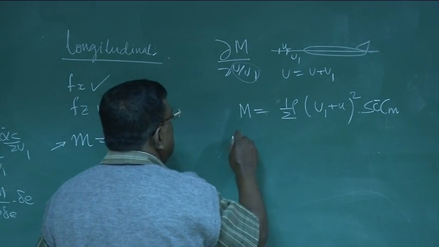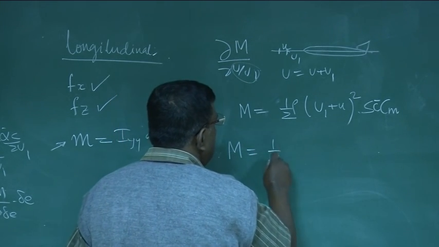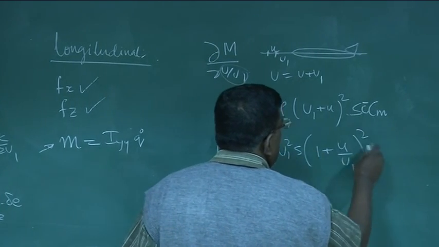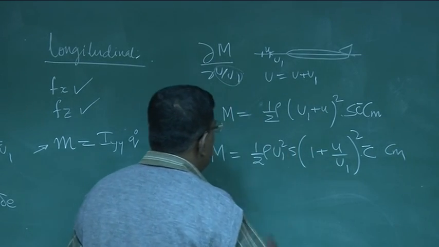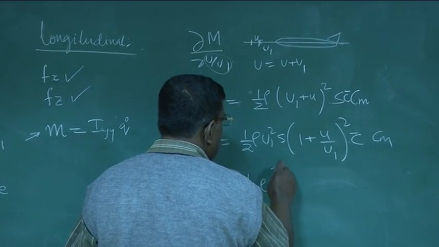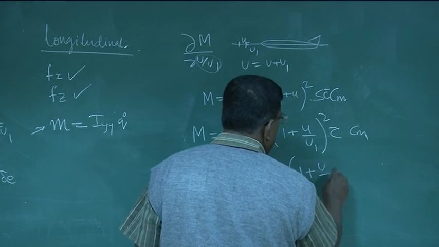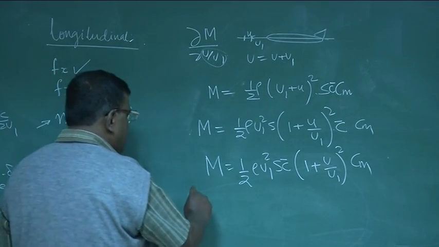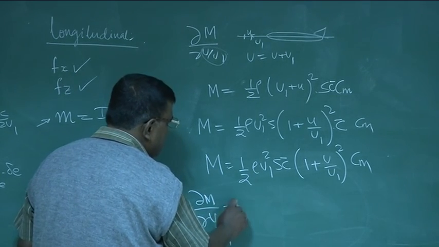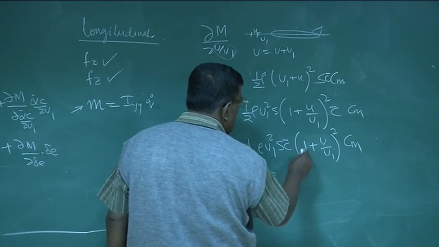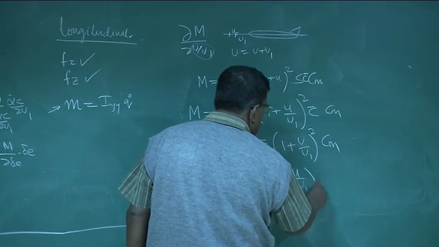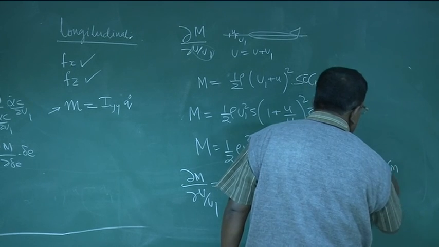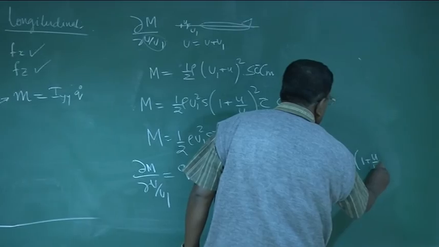So now we want to find out dM by d(u by u1). You know, technique is as simple as that. Half rho u1 square S and (1 plus u by u1) square, and here I write c bar and Cm. So this I can write in a better form. I write half S c bar into (1 plus u by u1) square into Cm. What I am trying to find out? dM by d(u by u1). So what I do? I write dM by d(u by u1). First time I am doing, this is q infinity S c bar, and this is 2 into (1 plus u by u1) into Cm, plus q infinity S c bar into dCm by d(u by u1) into (1 plus u by u1) square.